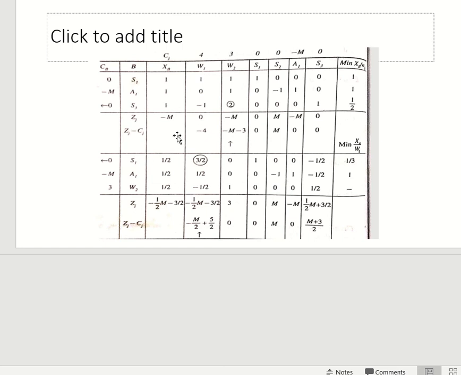Look here. 0 minus 4, that is minus 4. Minus M minus 3, that is minus M minus 3 only. Now 0 minus 0, 0. M minus 0, M. Minus M plus M, 0. 0 minus 0, 0. Now first check which is the least negative value. Here we are getting minus M minus 3 as the least negative value, so we have to take this column as the pivotal column.